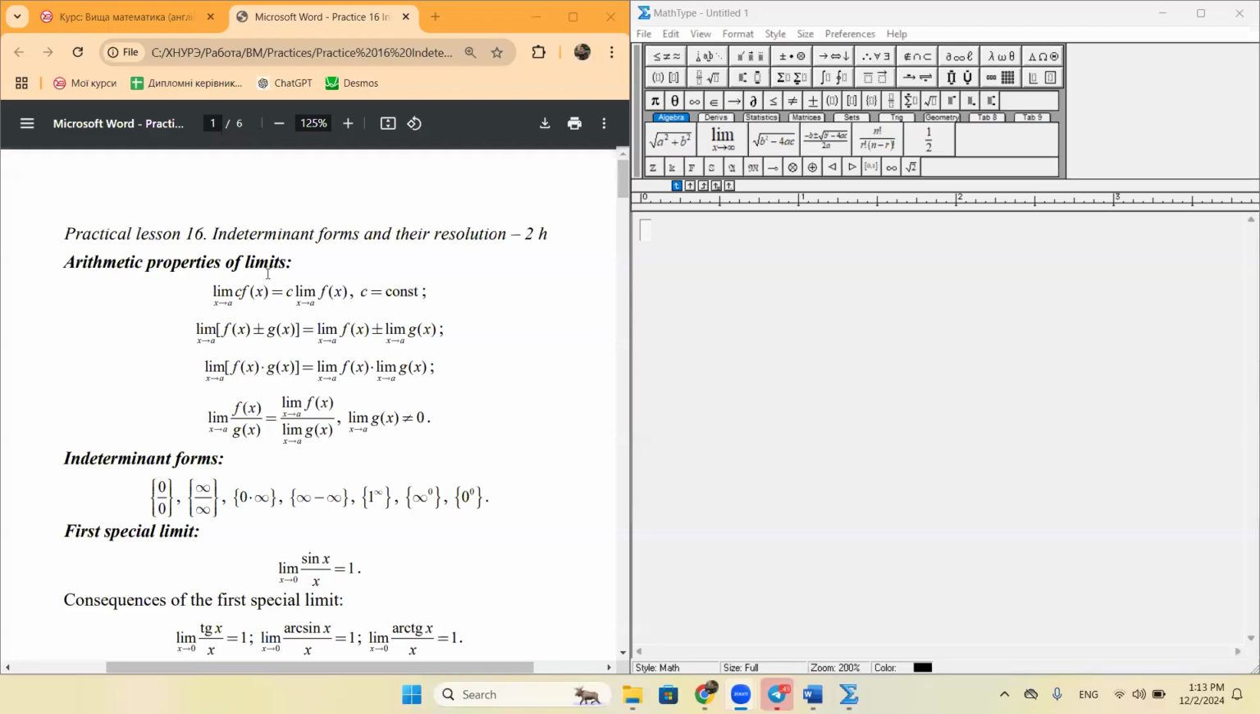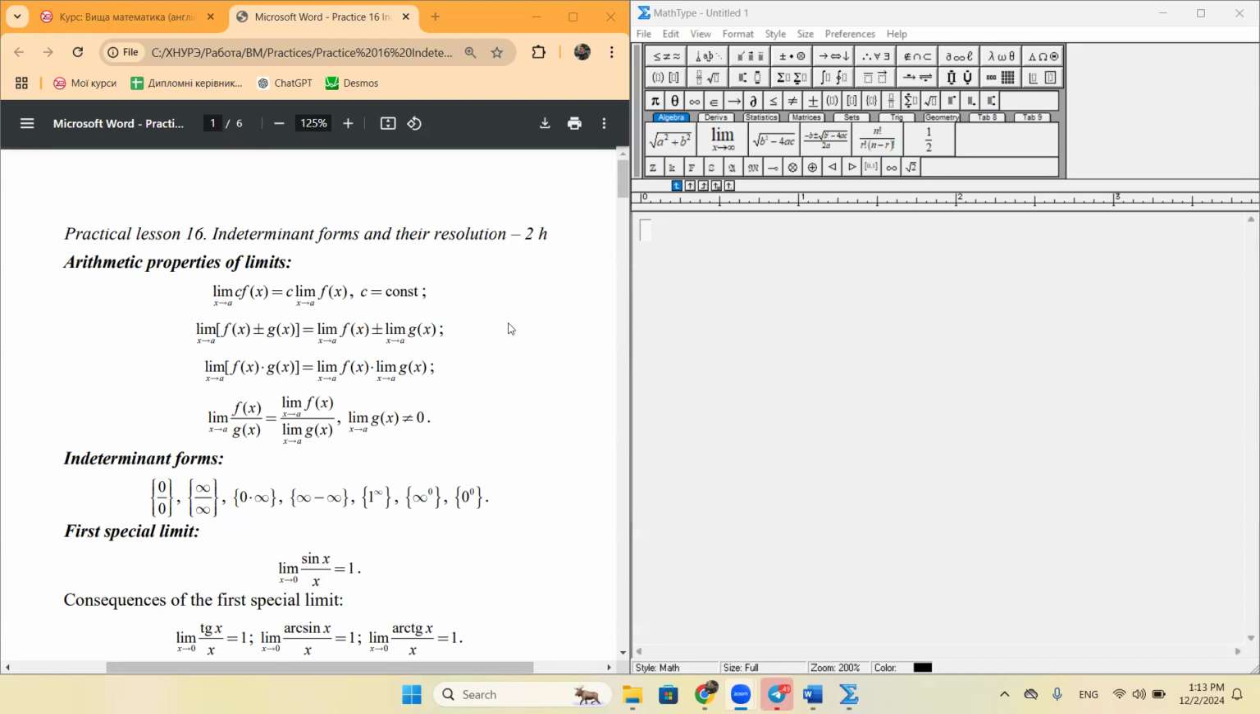Today we are having the first lesson of the last module in this semester, and our practical lesson today is about limits. We will calculate limits the whole practical lesson. And now I will remind you of some theoretical information.